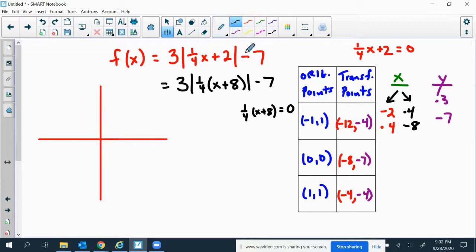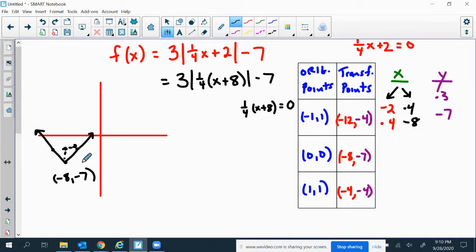So when I graph this, I have -12, -10 as a point, -8, -7, and -4, -4. I have this absolute value graph that shows up down here, which if I graphed this sort of thing, I would see a vertex at -8, -7, and my slope, so to speak.